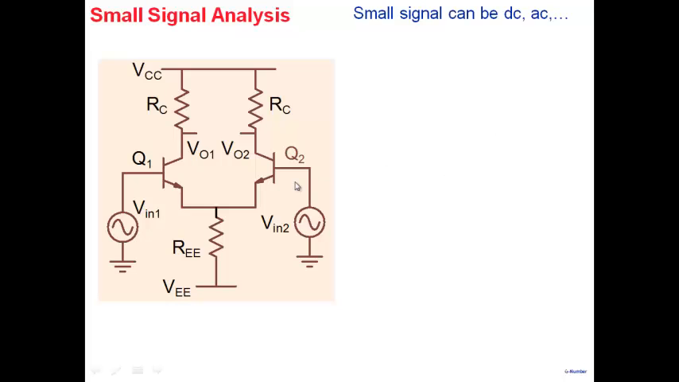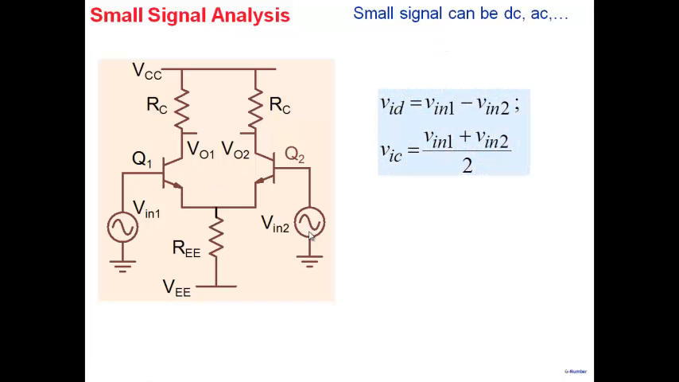In small signal analysis, remember, a small signal can be a DC or an AC, or it could be anything. The only requirement is that the signal be small enough for the amplifier to be treated as a linear amplifier. So linearity is all that you require, and for that you have to ensure that the signals are small enough.